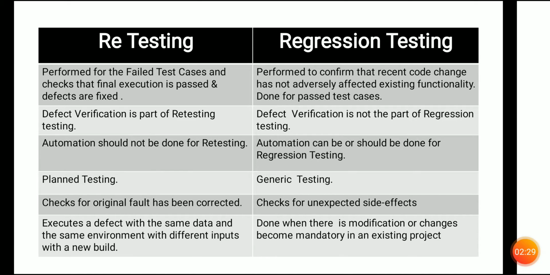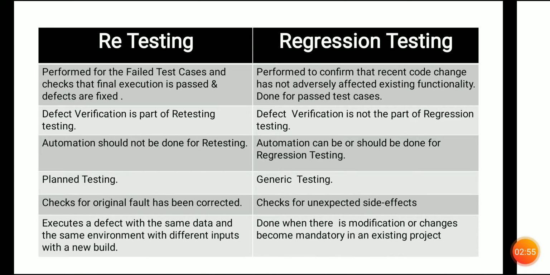In regression testing, confirmation that recent code changes have not adversely affected the existing functionality is done. It is done for past test cases. It is also done for failed test cases, but retesting is only done for failed test cases. Defect verification is a part of retesting, whereas defect verification is not a part of regression testing.